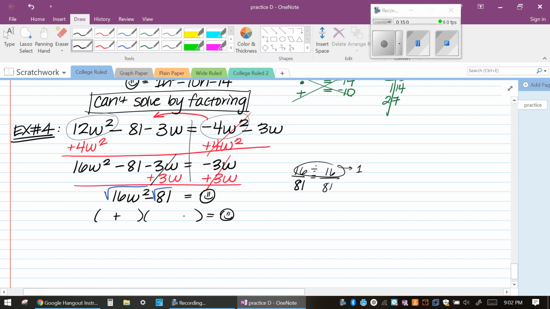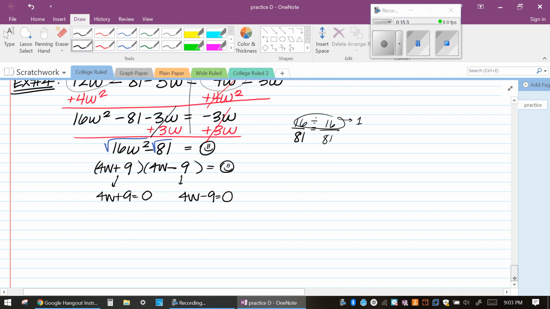It breaks up into two binomials, one with a plus, one with a minus. The square root of 16w squared is 4w, and the square root of 81 is 9. So my two factors are 4w plus 9 and 4w minus 9. Now I'm going to set each of these equal to 0 and solve. Go ahead and pause the video, solve the two equations, and then check your answer by pushing play.